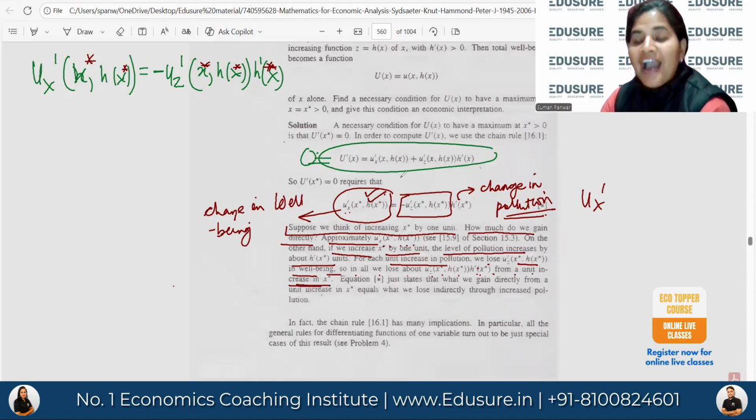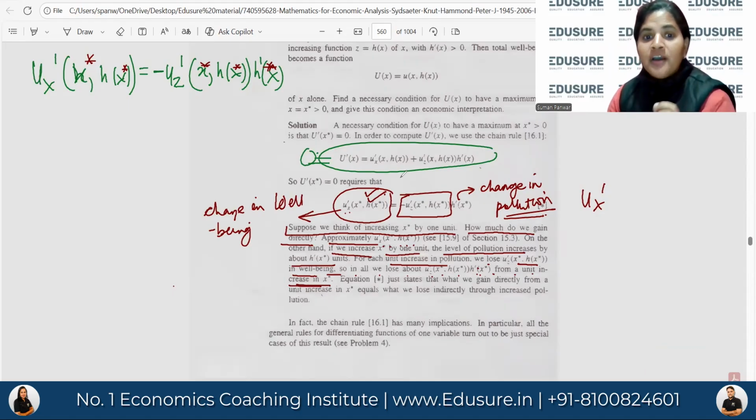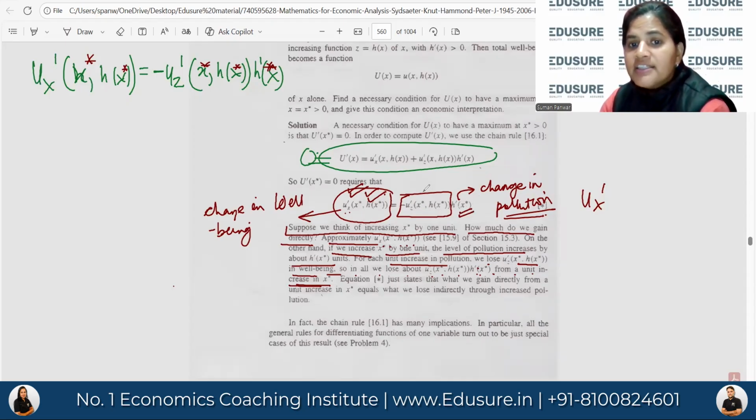So when I am increasing my goods produced and consumed by 1 unit, this is my change in well-being, this is my change in pollution, and this is my decrease in well-being. So the equation just states that what we gain directly from a unit increase in x equals what we lose indirectly through the increased pollution.